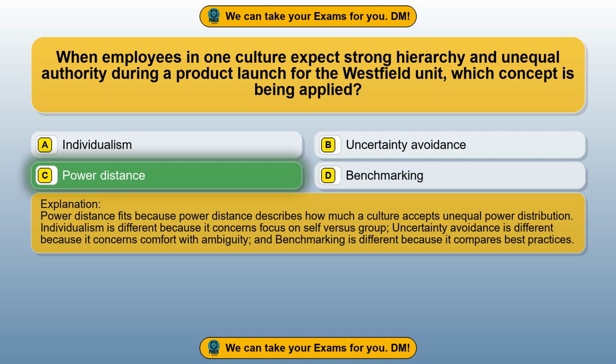Power distance fits because power distance describes how much a culture accepts unequal power distribution. Individualism is different because it concerns focus on self versus group. Uncertainty avoidance is different because it concerns comfort with ambiguity, and benchmarking is different because it compares best practices.